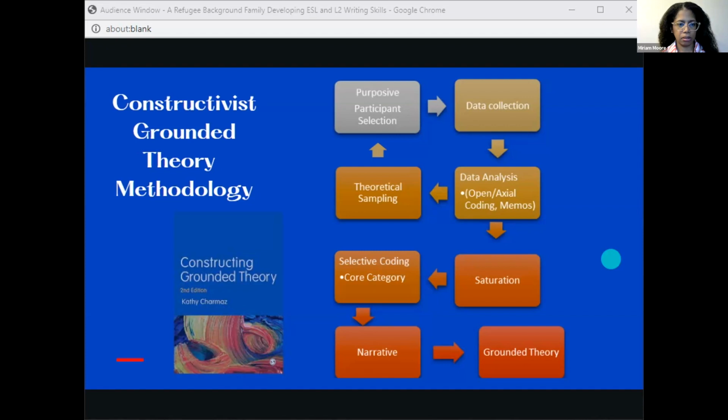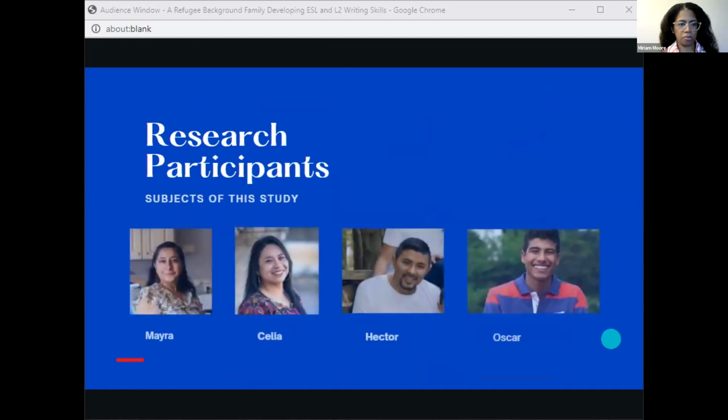I did skip that after you reach saturation, you then create a narrative that brings together all your codes, and that becomes your central theme, and you develop a narrative and then write a grounded theory report. So at this stage, I'm at the report writing stage of the process. And I want to start here from the beginning with my participants.